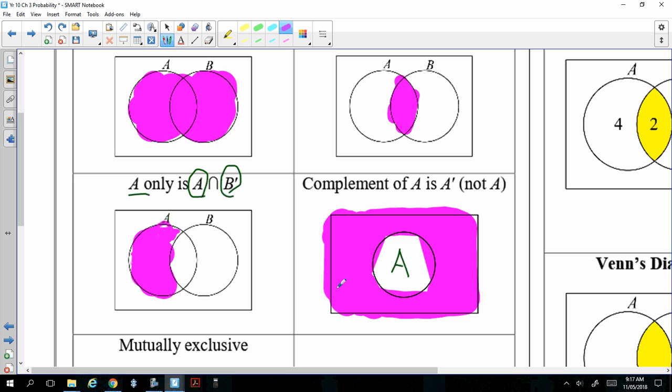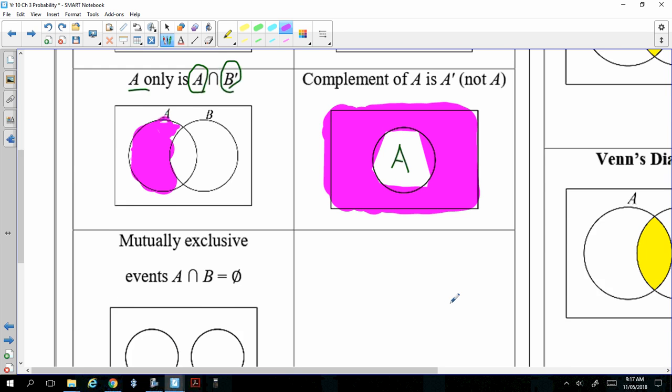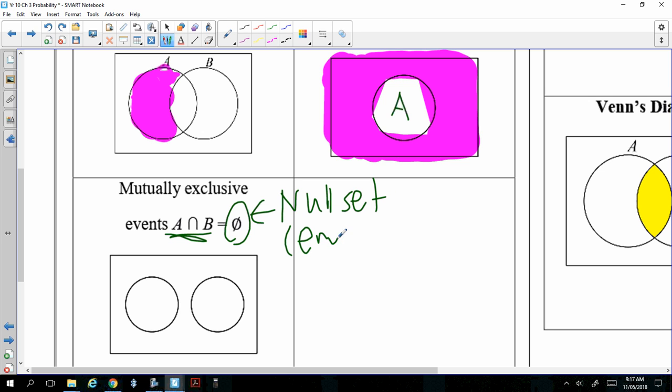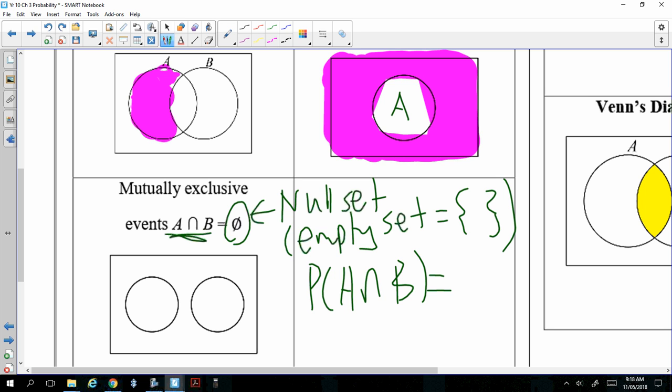Okay, mutually exclusive means that they have nothing in common. So the intersection, this one means the null set. Null set means the empty set. Means there's nothing there. Okay? Alright, so they have nothing in common. As you can see, they don't intersect. Which means that if I write the probability of A and B is equal to 0, that is mutually exclusive. They got nothing in common.